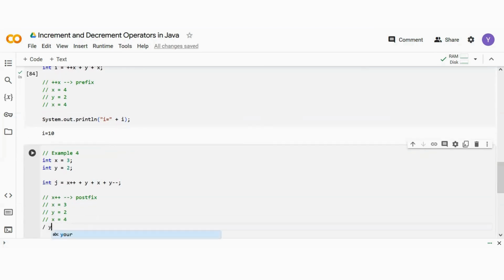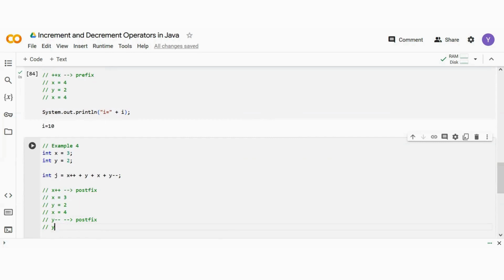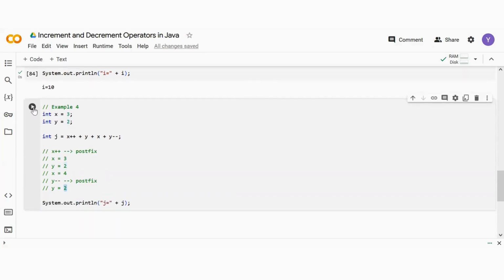And then I do y--, because y-- here, we know that this is also postfix, okay? Which means I'm going to do the evaluation first, then only I do the decrement. So in this case, my y will still remain with its original value, which is 2. Now, if I'm going to do the calculations here, j will be equal to 3 plus 2, which is equal to 5, plus 4, which is 9, plus 2. So my j will be 11. Let's run it. So j is equal to 11.